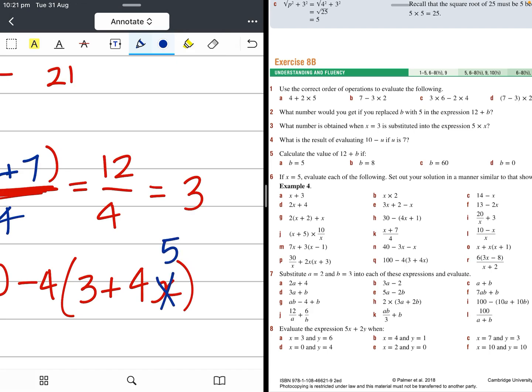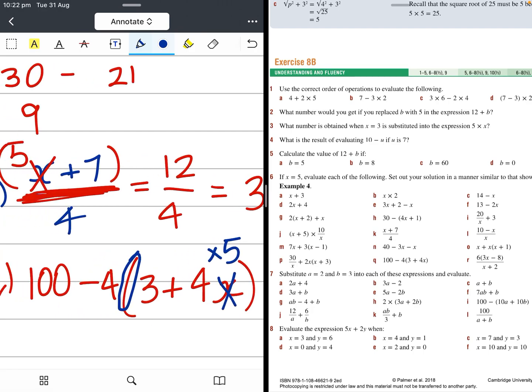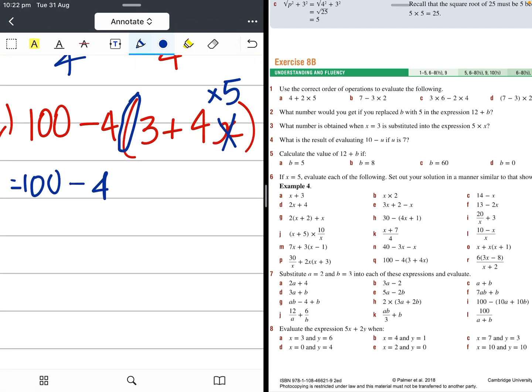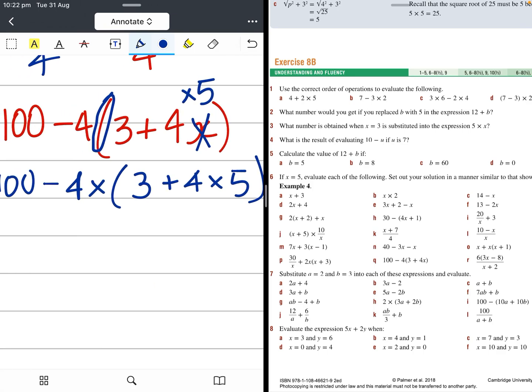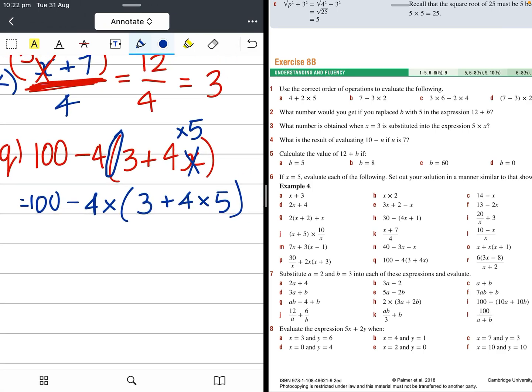Now remember, you've got a 4 and an x together. So what needs to be in between there? Hopefully you said times. Now you'll notice the 4 and the brackets, that doesn't have anything in between it, does it? So you need to know that that also means there is a times there before the brackets. All right, so this is what all of this should look like. Okay, right, so here we go. We've got 100 minus 4 times brackets, 3 plus 4 times 5, close brackets.